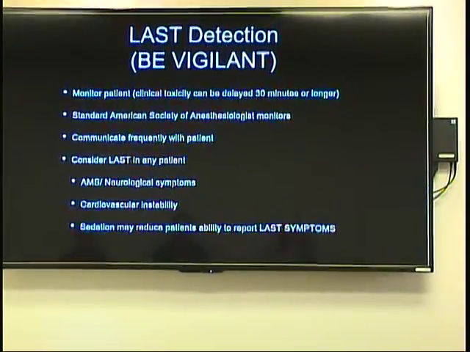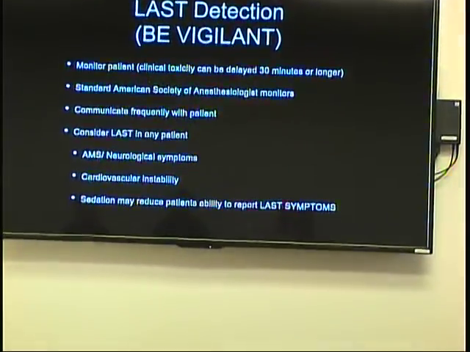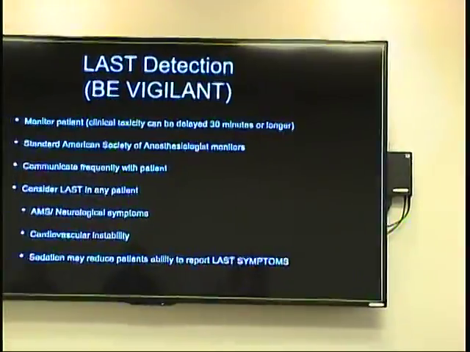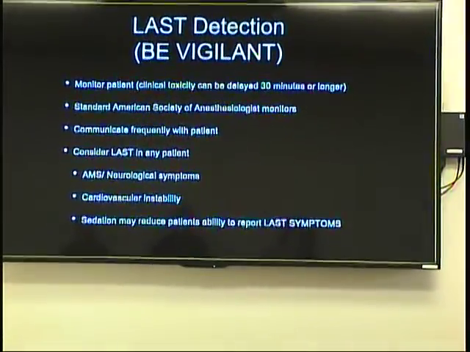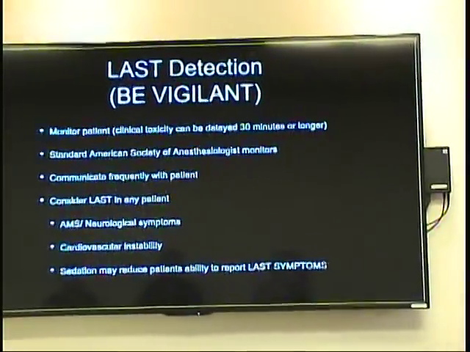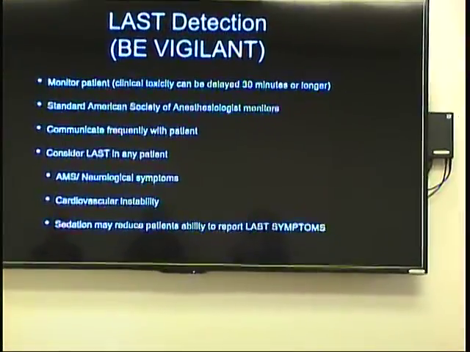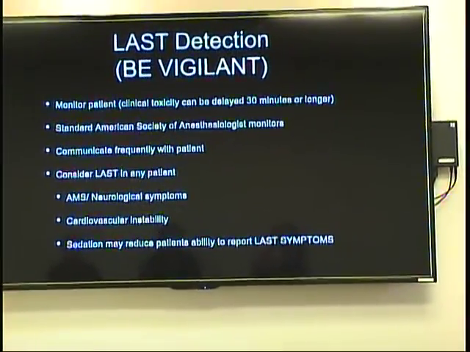patient with altered mental status, neurological symptoms, any cardiovascular instability. And then sedation might reduce the ability to report these symptoms, so just be aware. And this is, I think, trickier in the PACU setting where they're coming out of anesthesia.